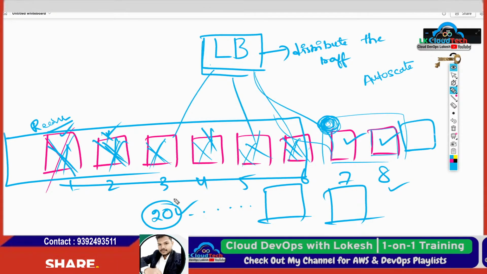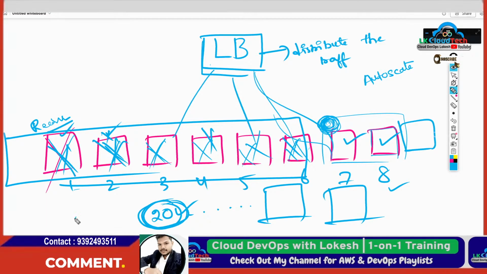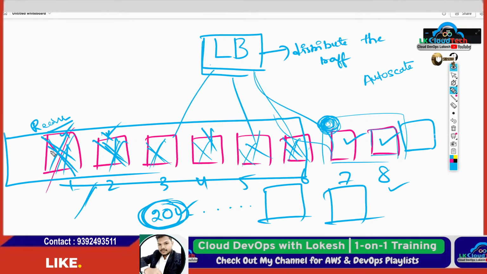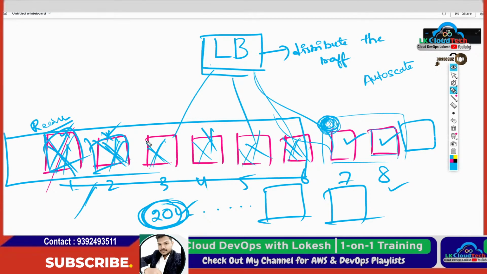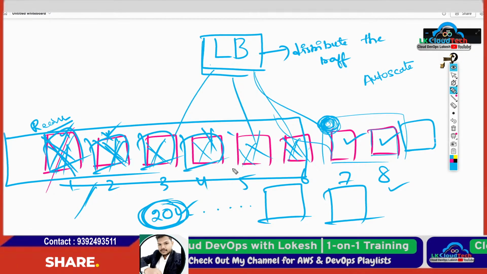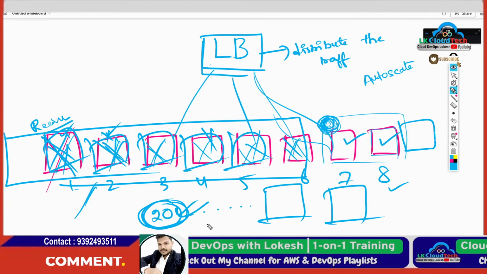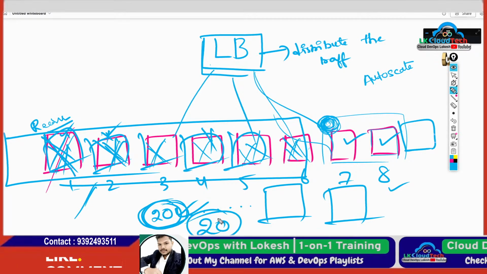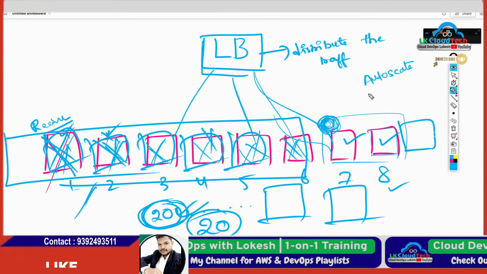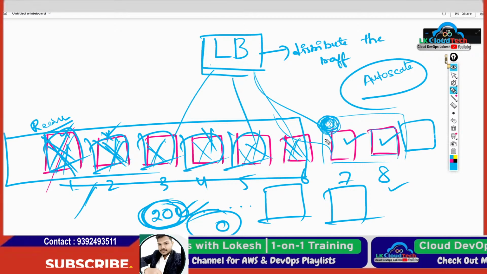The limit will not drop. Automatically new servers will launch. In place of each one that dies, a new one will come. Like that, you will maintain 20 servers. We will discuss this in the next class, auto scaling.